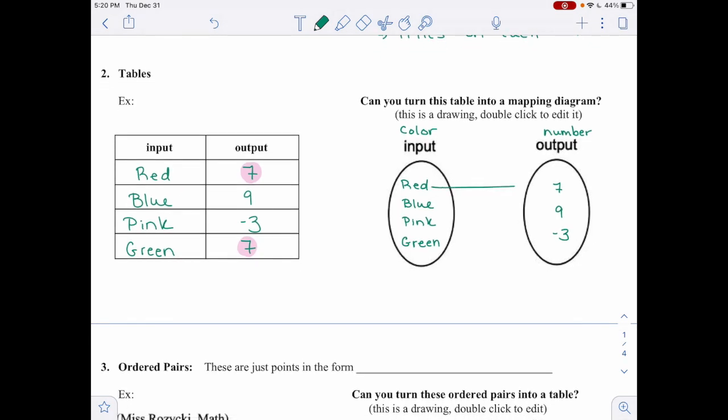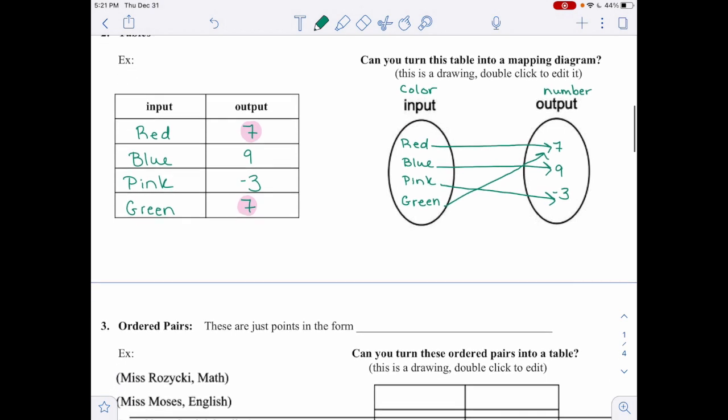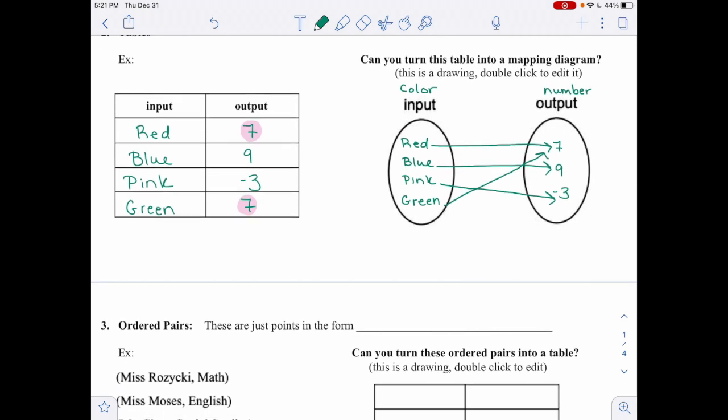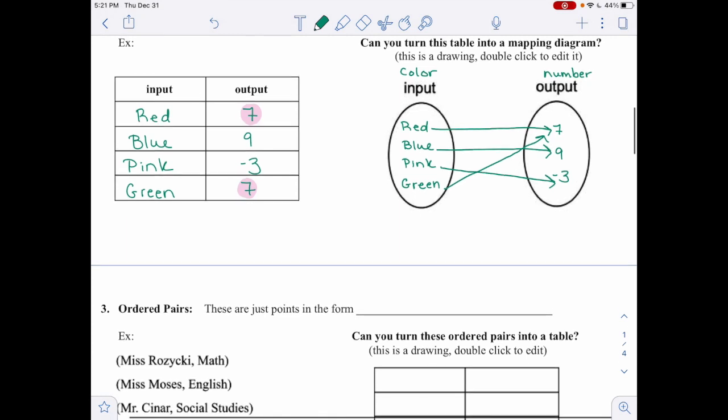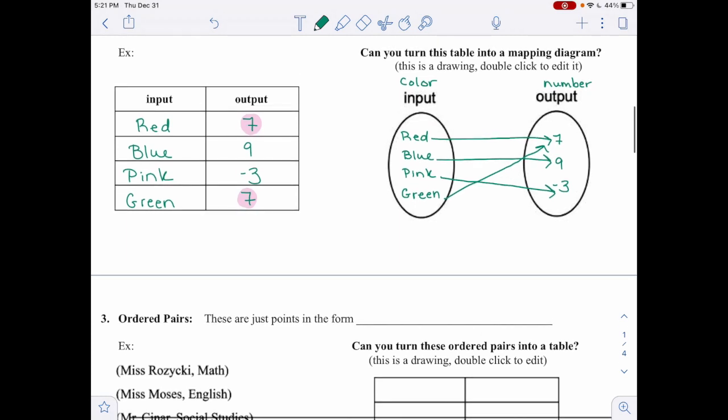Red went with 7. Blue went with 9. Pink with -3, and then green also goes up to 7. So the arrows are showing the matching, right? Mapping diagram is just like matching. So again, I'll write it out. Notice how 7 is only written once in the output.